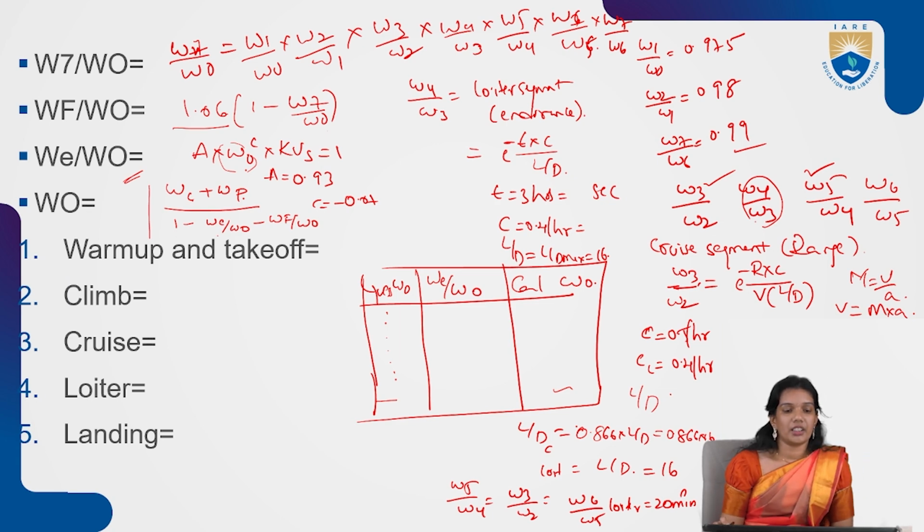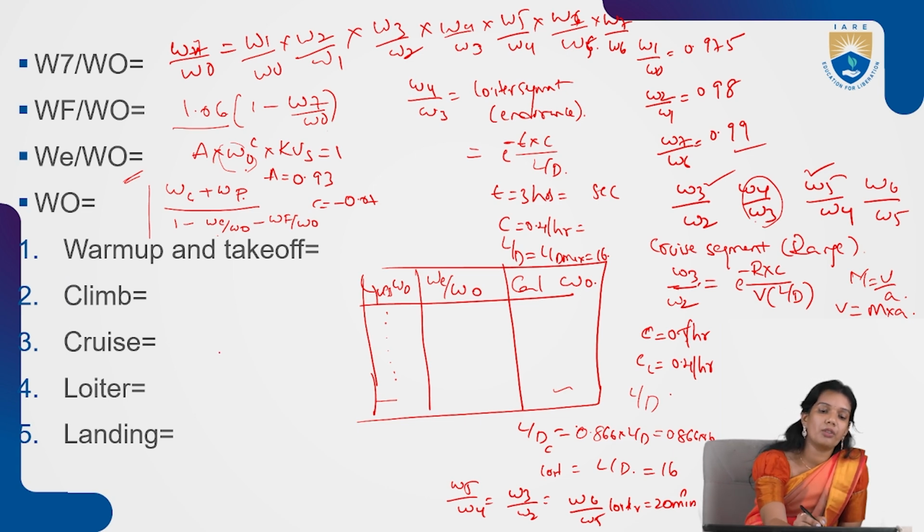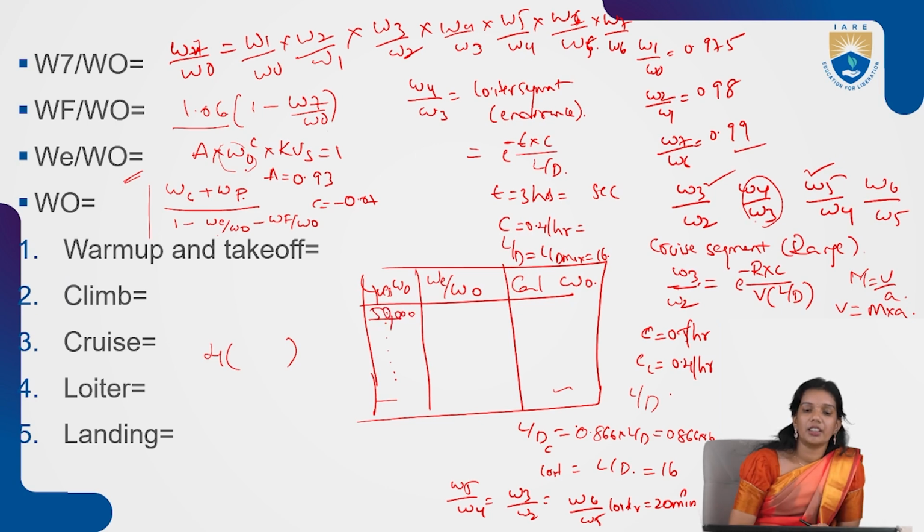Now, next, we take the iterations. Now we guess. How much do I guess? I'm going to guess 4 times the numerator. 4 times crew plus payload should be my first guess value here. Supposing the first guess value is some 50,000 or 40,000 according to the calculation, then with that guessed weight, I am going to calculate the WE by W0. So where is my WE by W0? Okay, so this is my WE by W0. That is A, which I already know.